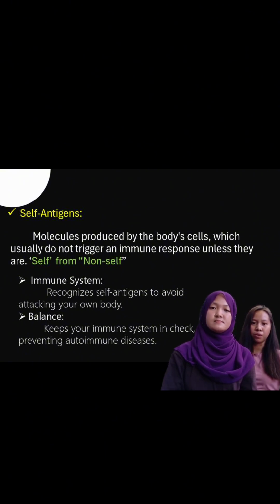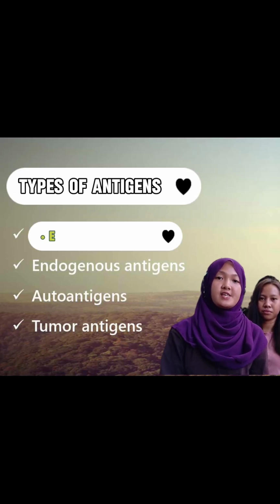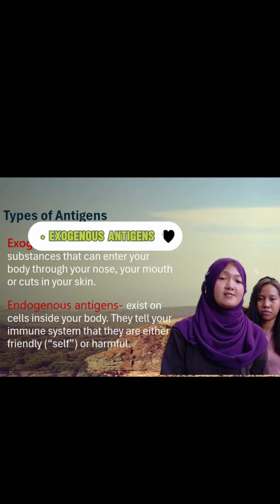Examples of autoimmune diseases include rheumatoid arthritis, lupus, a type of diabetes, and multiple sclerosis. These conditions can have a wide-ranging impact on a person's health and require long-term care and management. So the types of antigens: exogenous antigens mean outside the body.